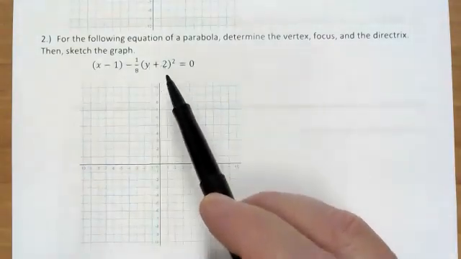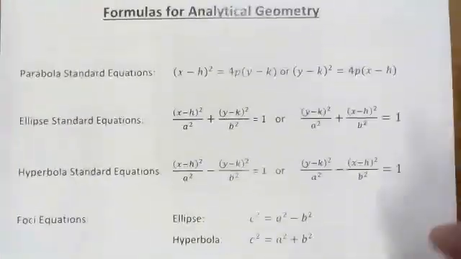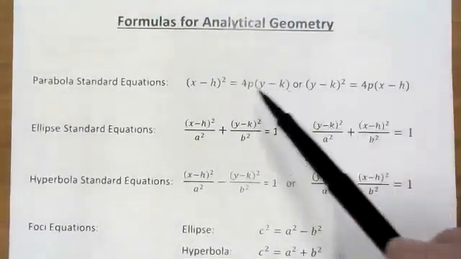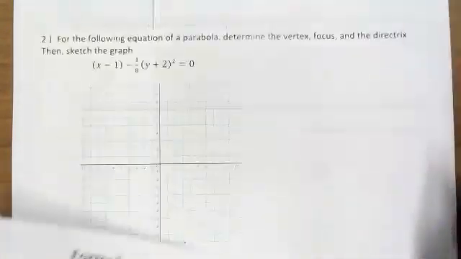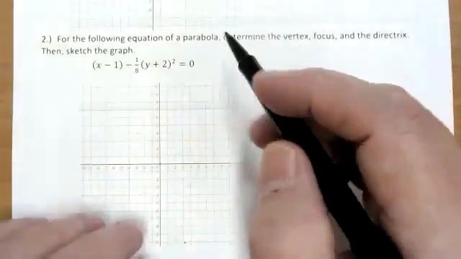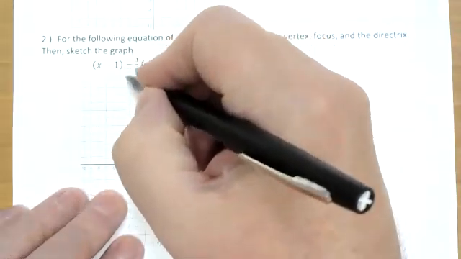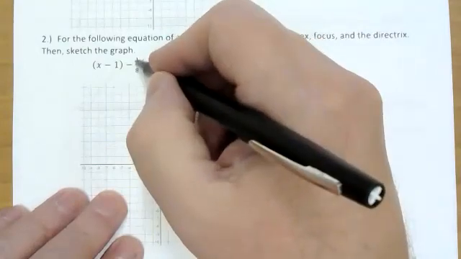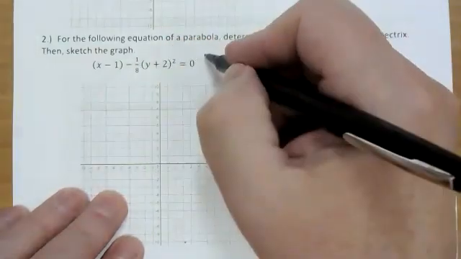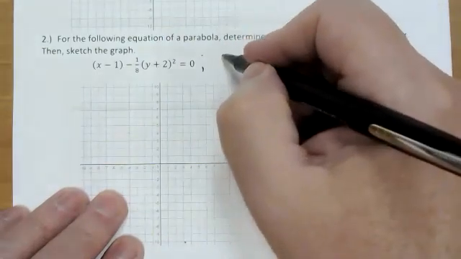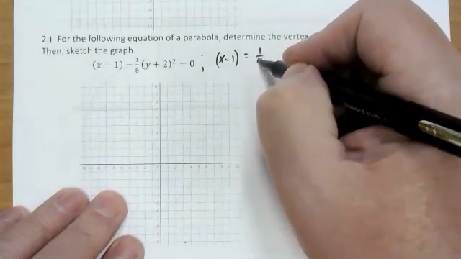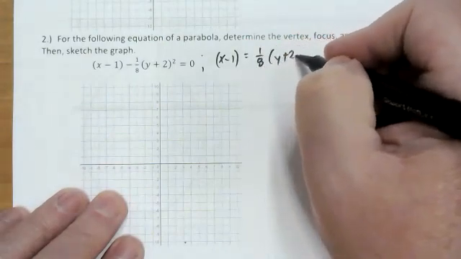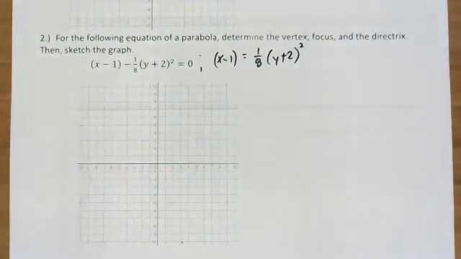So I noticed that in the standard form, the parentheses are always on opposite sides. And once again, I want the squared parentheses to not have any kind of coefficient. So first, I need to move this whole second term to the other side. I'm going to add 1/8 times this parenthesis. So I'm going to have now x minus 1 equals 1/8 y plus 2 squared. All right, so I'm just doing some pretty basic algebra.